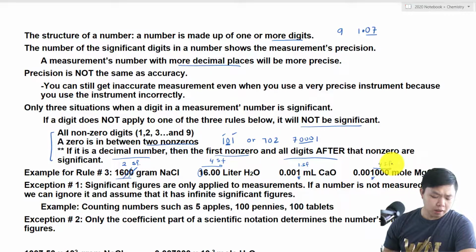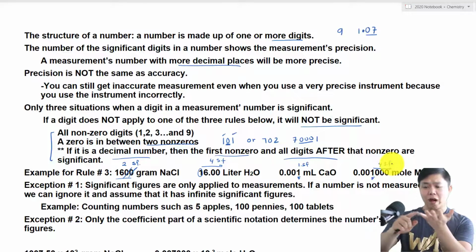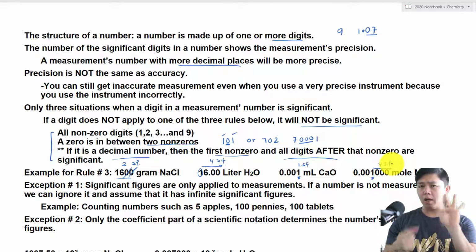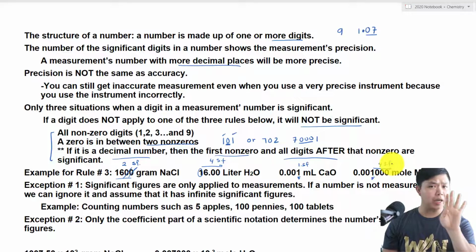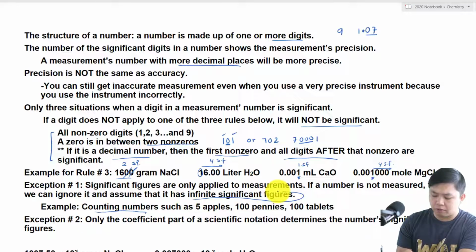Now there are 1 or 2 exceptions to the 3 rules above, and that is what happens when we have a number that is not measured. What do I mean by a number that is not measured? Well, measurement is not the only way to get a number. We can actually count. If I were to count 1, 2, 3, 4, I have 4 right there. I'm not really using any instrument, right? In this case, we have something called a counting number. And a counting number has an infinite number of significant digits.